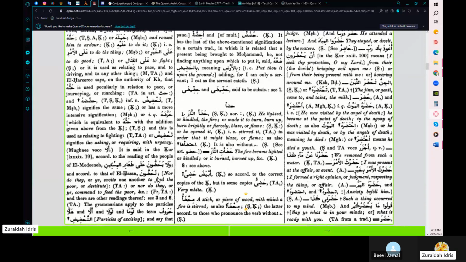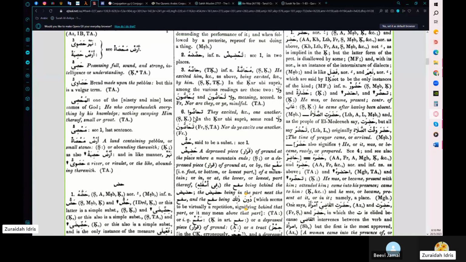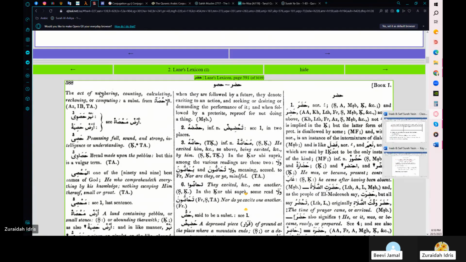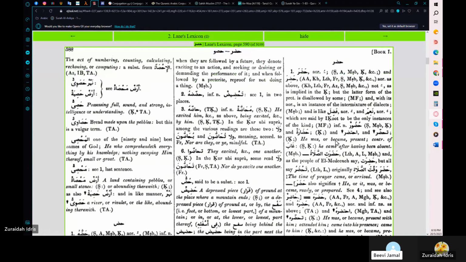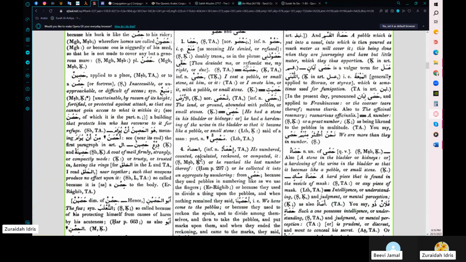Here, where is it? Do you see it? There, here it is. Hasad. See where there is the act of numbering, counting, calculating, reckoning. Okay. Ihsa. And yeah, let's just also have family 4. Ihsa, family 4 masdar from ahsa. Here it is. Ahsahu. Yeah, this one.